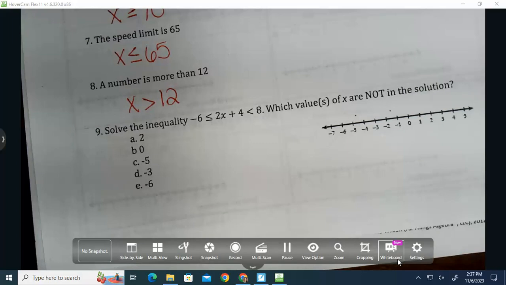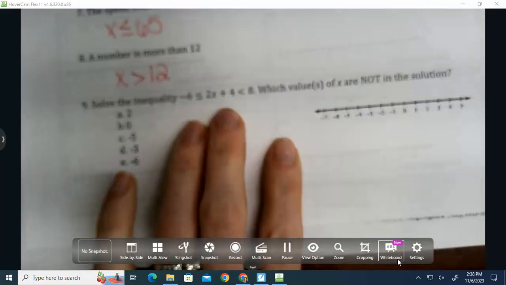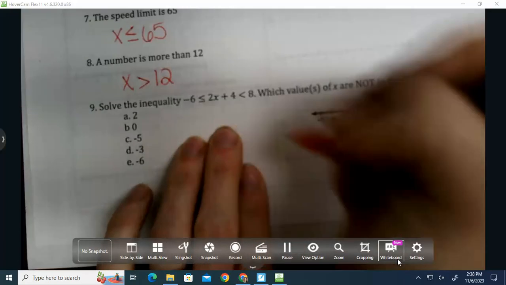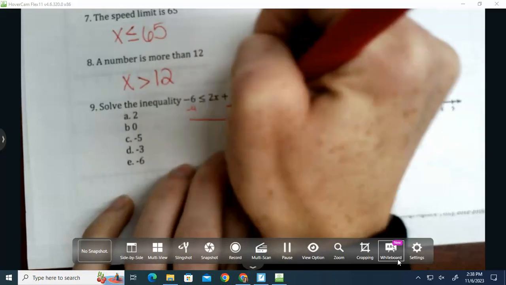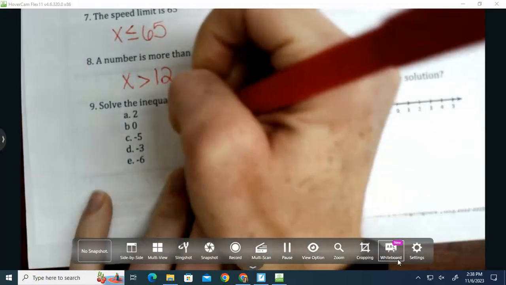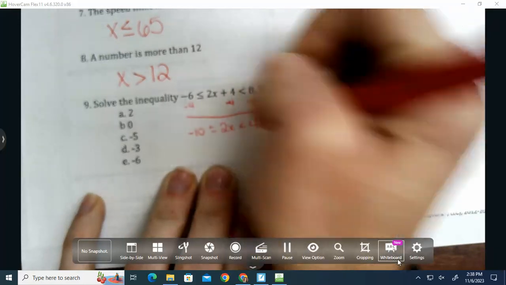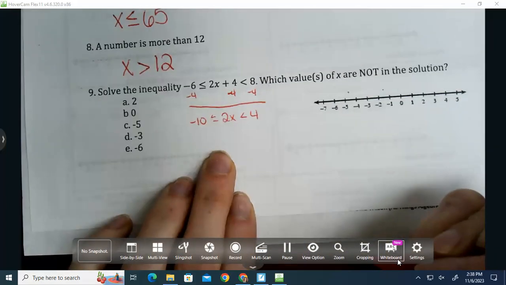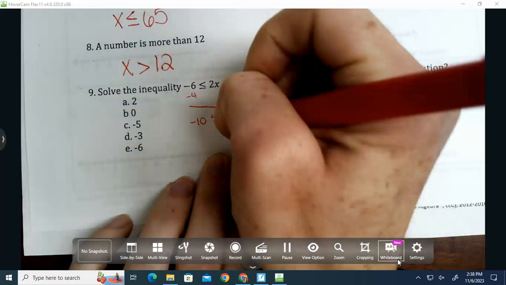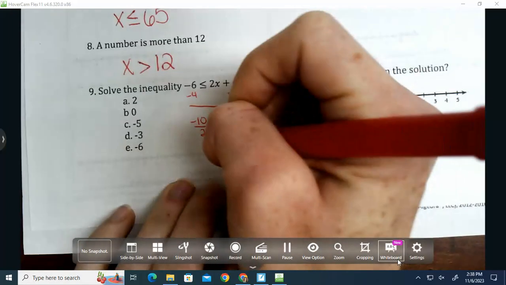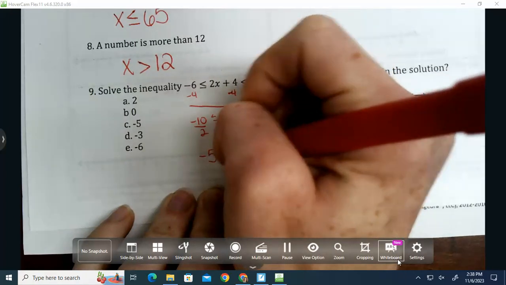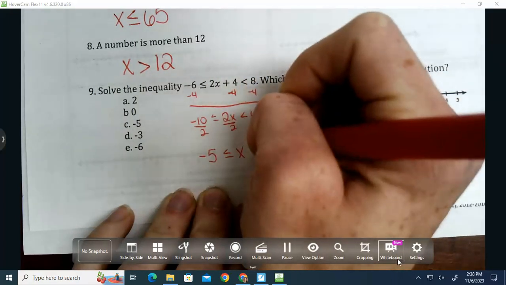A lot of different answers on this, but it looks like the first part we're pretty consistent on. So to solve this inequality, what do you do first? Subtract 4. So we have to do it from all pieces because we have two inequalities in that problem. So we get negative 10 less than or equal to 2x is less than 4. Now what do we do? Divide by 2. So negative 10 divided by 2 is negative 5, is less than or equal to x is less than 2.